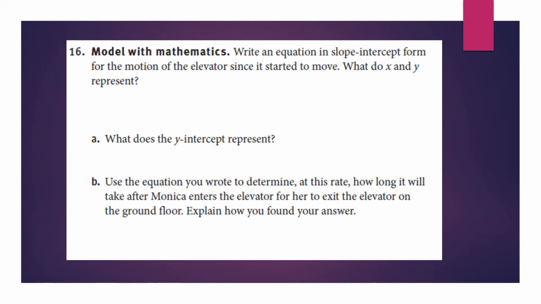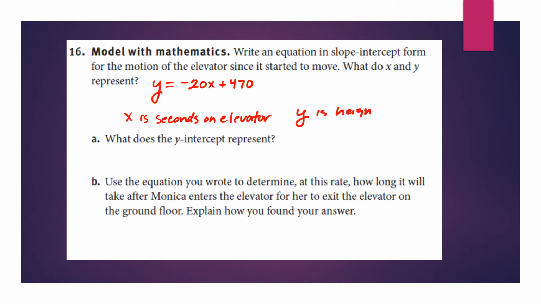So this says, write an equation in slope-intercept form for the motion of the elevator since it started to move. What do x and y represent? Okay, so it would be y equals, remember the slope is negative 20, so that goes with x. Y equals mx plus the starting point when x was 0, which was 470. So x represents seconds on the elevator, and y represents the height above the ground floor.